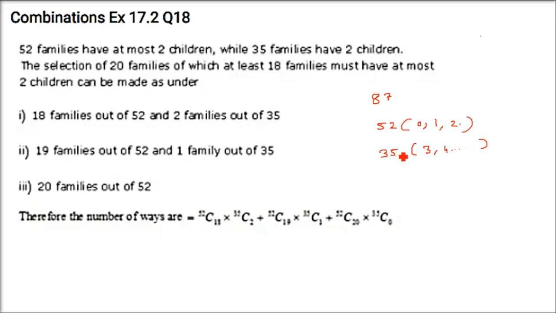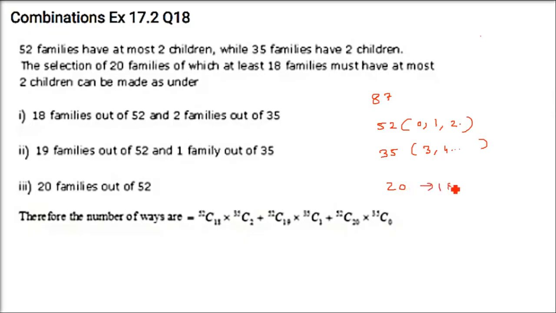Now the question is, in rural development programs, 20 families are to be chosen for assistance, of which at least 18 families must have at most 2 children. In how many ways can the choice be made?